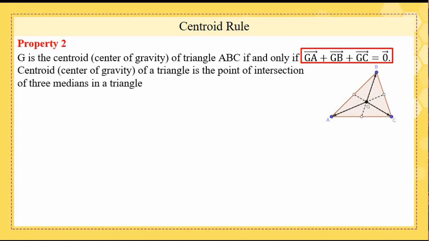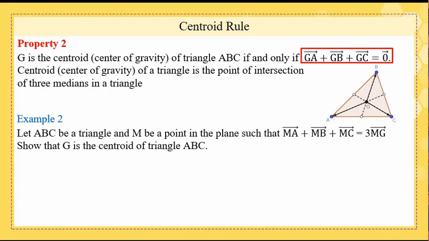Centroid rule. First of all, you need to remember that a centroid, or center of gravity, is the point of intersection of the medians in a triangle. Now, if G is the centroid or the center of gravity of the triangle ABC, then GA vector plus GB vector plus GC vector equals 0 vector.